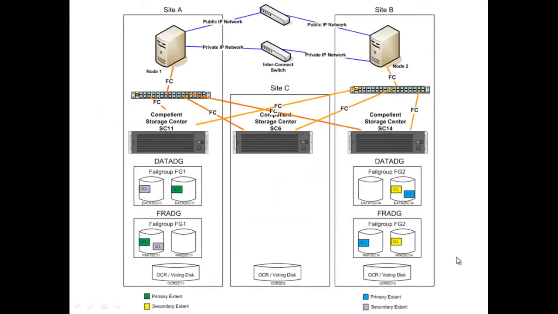This diagram represents a two-node extended distance RAC cluster. Each node has its own local disk. Node 1 at site A has local disk residing in Storage Center 11. And node 2 at site B has local disk in Storage Center 14.